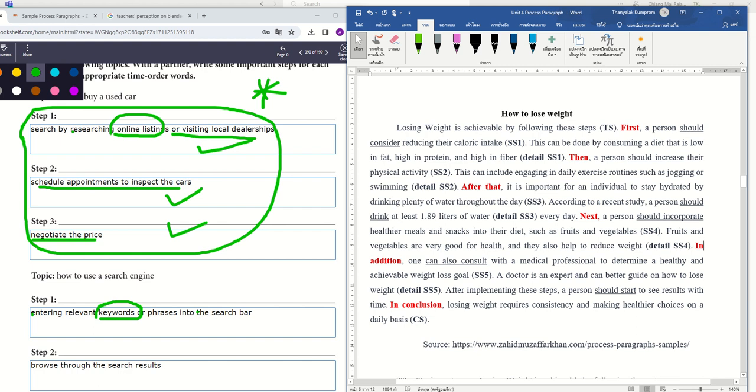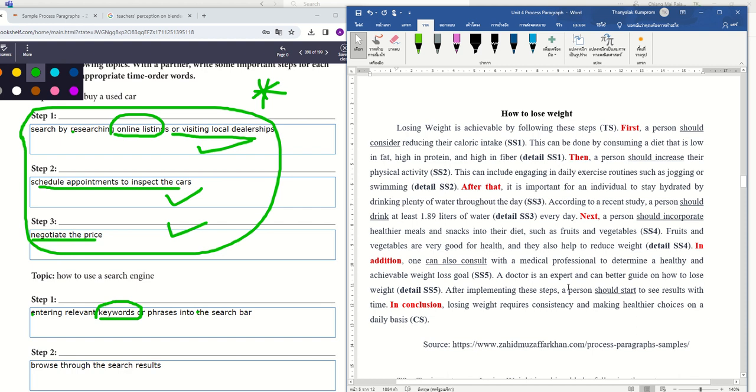So you can see here, apart from time order words like first, then, after that, next, in addition, you can also see the structure of the use of should plus verb infinitive: should drink, should consider, should incorporate. And also another auxiliary verb like can consult, should start.